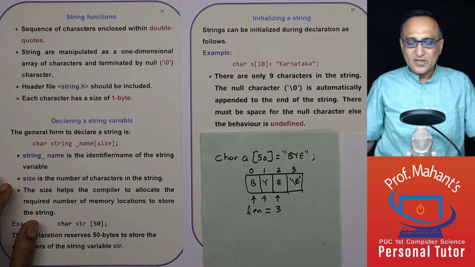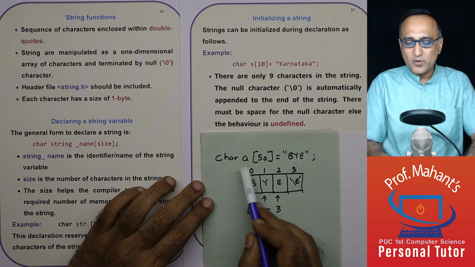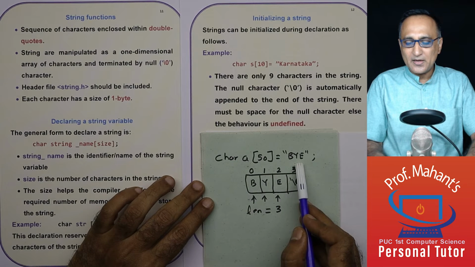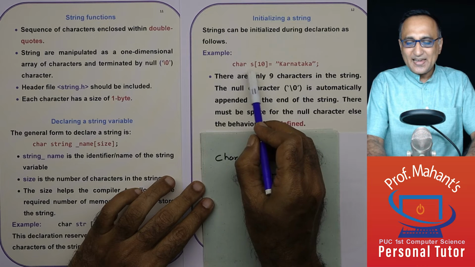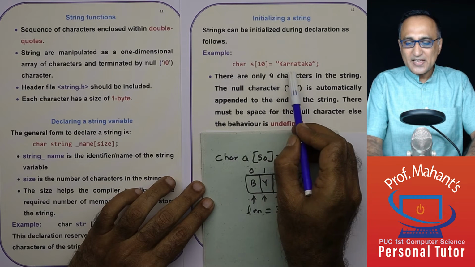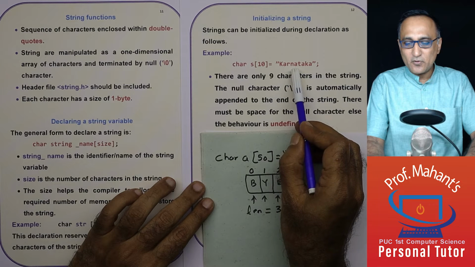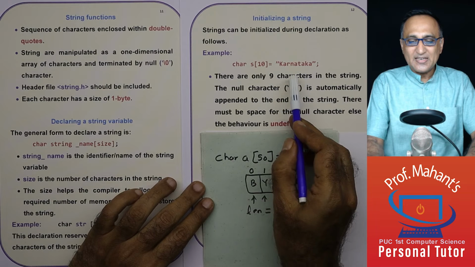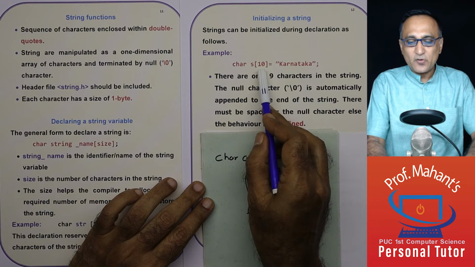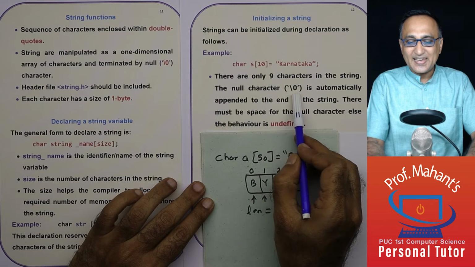Let us say we want to initialize a string during declaration. I've already shown you char a of 50 is equal to "bye", so a is initialized with "bye". Now suppose I declare char s of 10 and initialize it with "Karnataka". Let's count the number of characters: 1, 2, 3, 4, 5, 6, 7, 8, 9. I'm lucky because there are 9 characters and I've declared a capacity of 10. So the 10th position is going to be used for the null character.